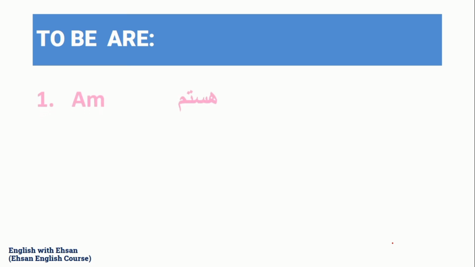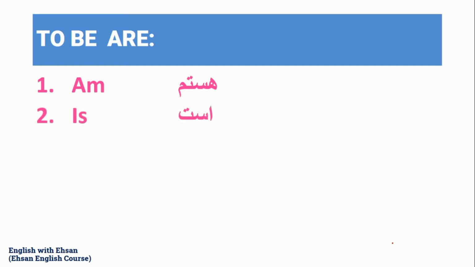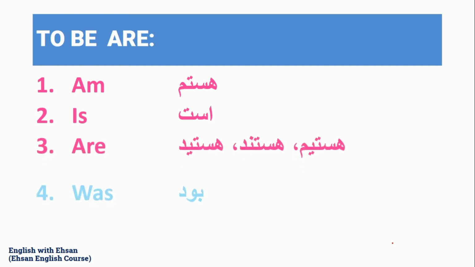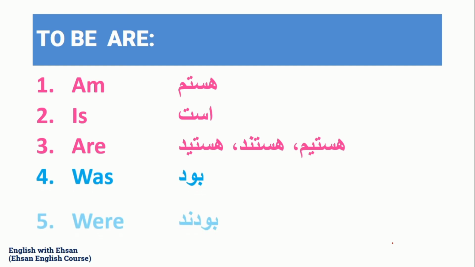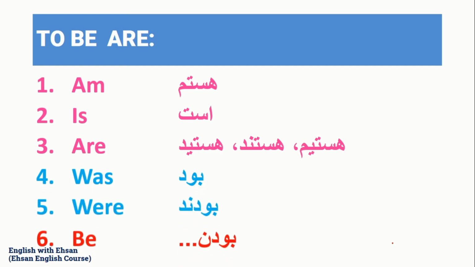Okay, to be verbs. Number one, am. For myself, I can use this, like when I say I am. This is our verb for I. Number two, is, which we use for singular subjects, and we have more on that. Number three, are. Number four, was. Number five, were. Number six, be. These are our to be verbs that today we are going to talk about in detail.